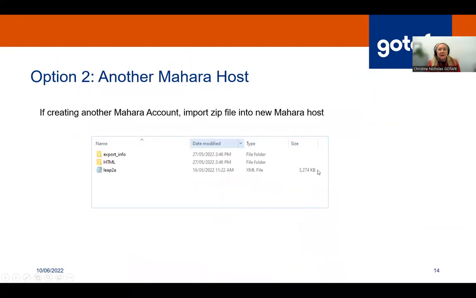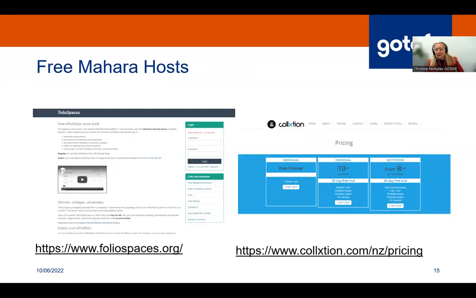But if you want to start another ePortfolio, there's a couple of ones that are free that you can use. Now, if we are going to use another host, we won't unzip the folder, but you could do both. You could have it unzipped and have the data on your hard drive, and you could also have a free Mahara instance. So if I click on here, these are the 2 free ones that I've come across, and one is Folio Spaces. Now that one's based in Canada, and this one, Cloxton, it's based in New Zealand.